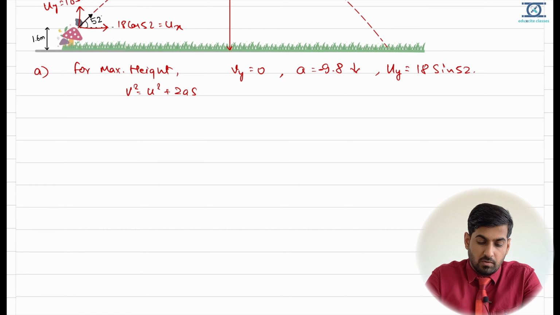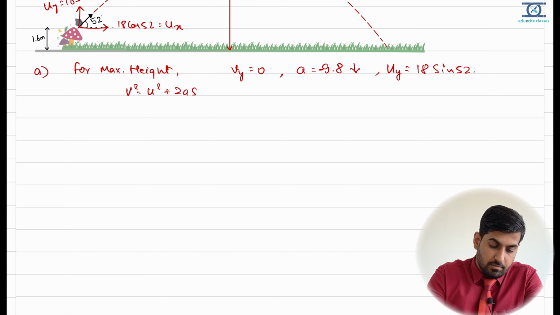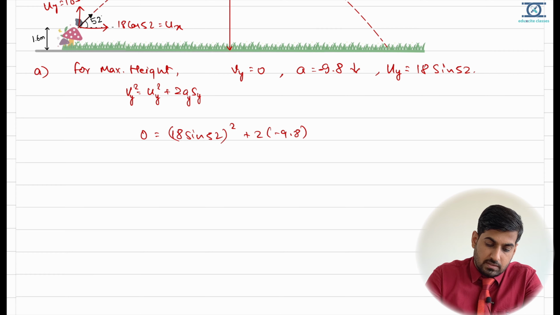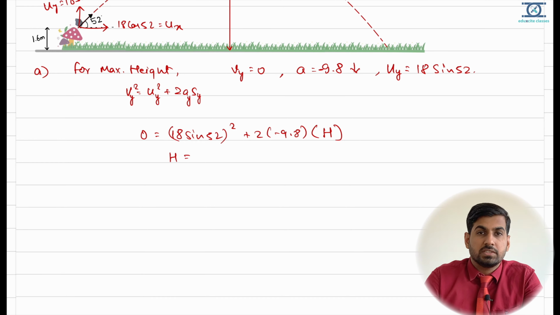We cannot directly use the formula. Make sure you derive first and then put in the values. I will use all the vertical components. So Vy is 0, Uy is 18 sin 52, squared, plus 2 times minus 9.8 times s. s is what we have to find out, which I have assumed as h. Using this you can find the value of h using your GDC.